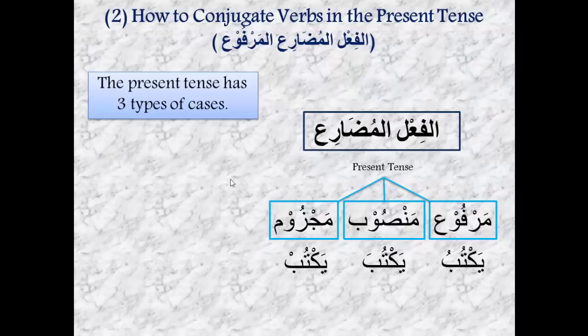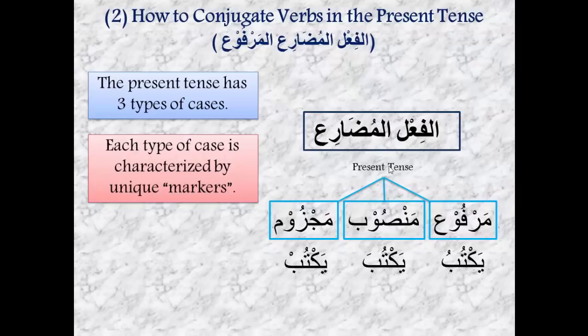One more concept I want to introduce before we dive into the conjugation rules for the marfu' case, and that is the concept of markers. Each type of case in Arabic is characterized by unique markers. Notice how for the verb yaktub, we have a sukun on the end. The sukun is the unique marker for the majzoom case. One way to think about it is because the verb is majzoom, it takes a sukun.